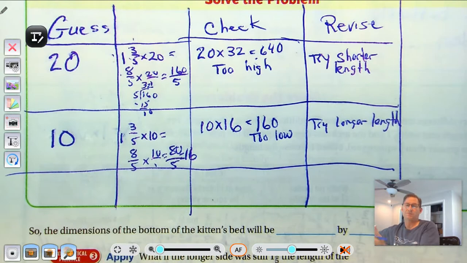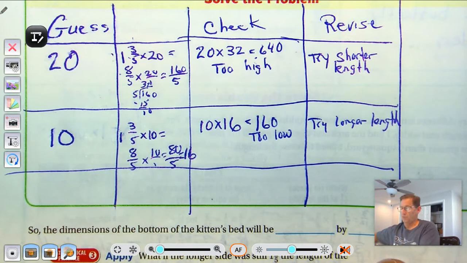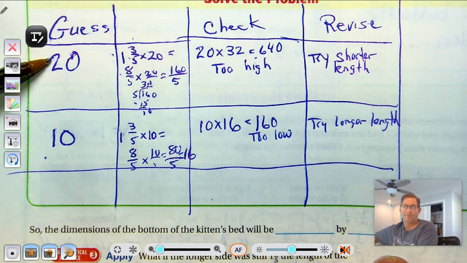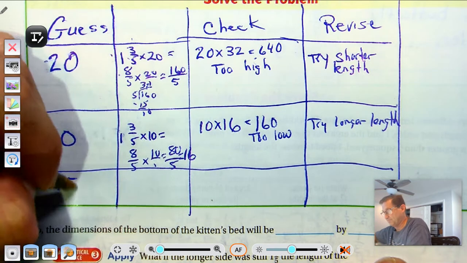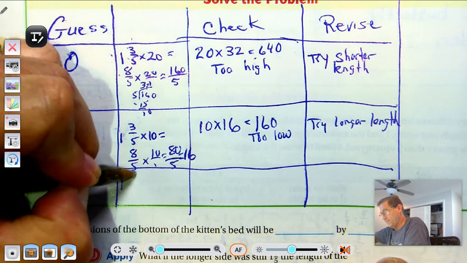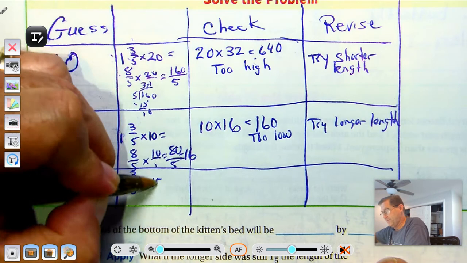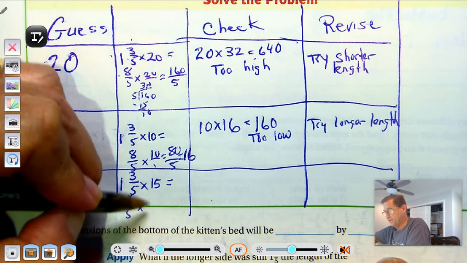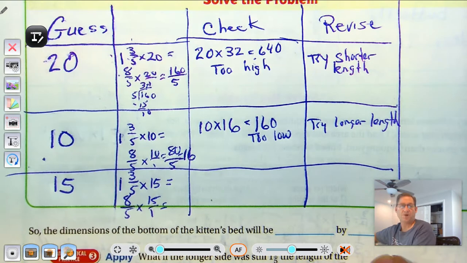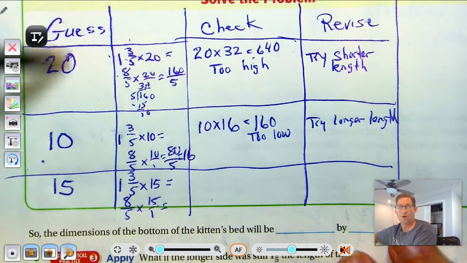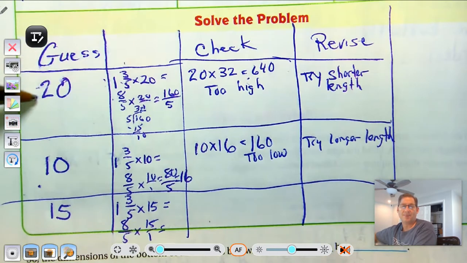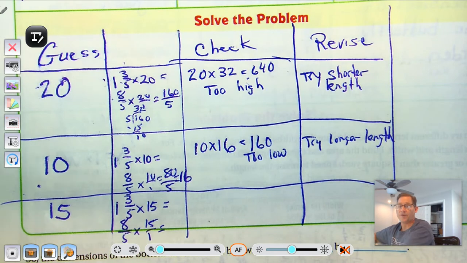How about something right in between again? So 10 was too low, 20 was too high. So let's try 15. So 1 3/5 times 15. Now my guesses might be different than your guesses. These are just possible guesses, okay? So there's no right or wrong with the guesses for the sides. I'm just guessing sides that I know are factors of 360.